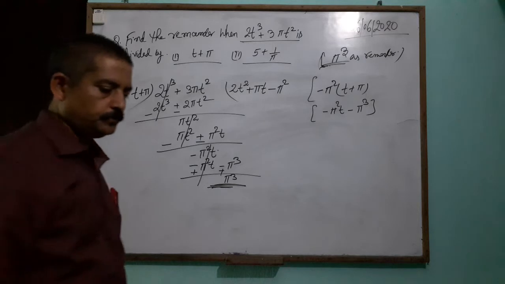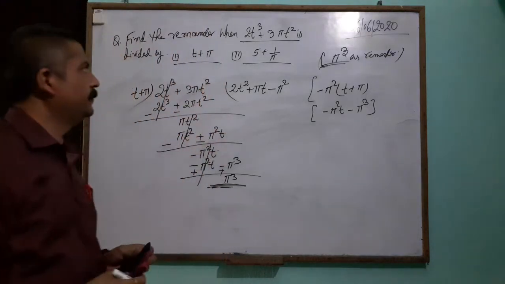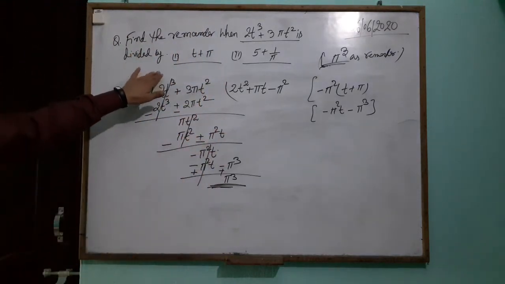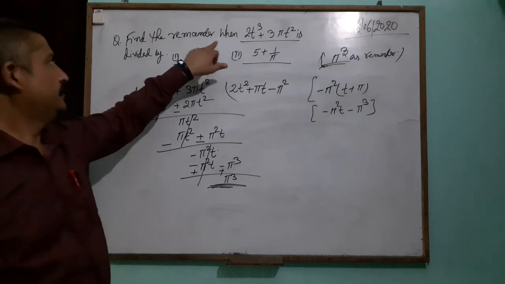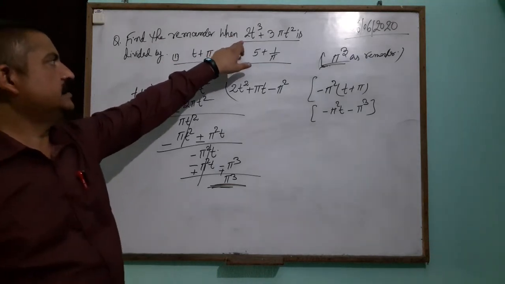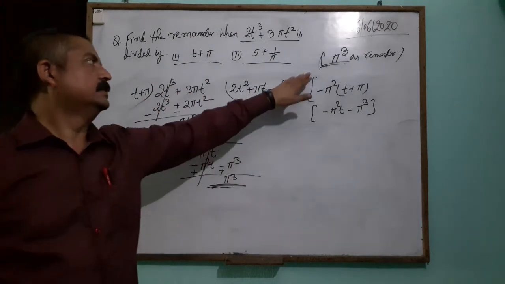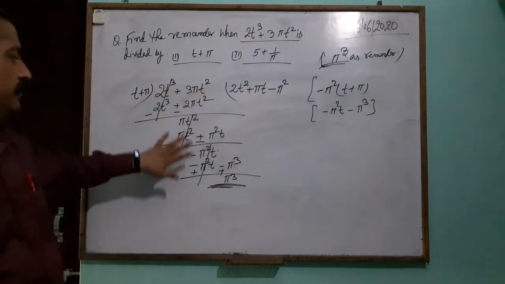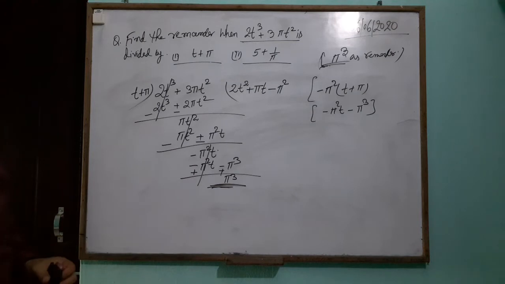So we checked that if we divide by the long division method and put the value of t directly in the expression, the remainder will be the same. So your division will be correct.